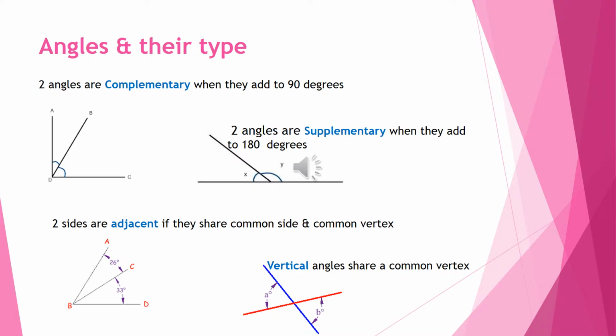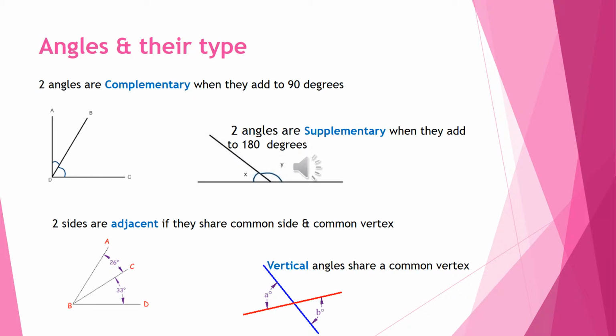Although we have never really gone into the depths of angles, today we shall explore more about complementary, supplementary, adjacent, and vertical angles. So, two angles are complementary when they add to 90 degrees. In other words, complementary angles are two angles that add to 90 degrees. Two angles that add to 180 degrees are called supplementary angles.